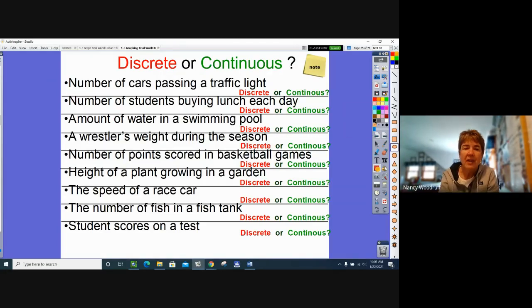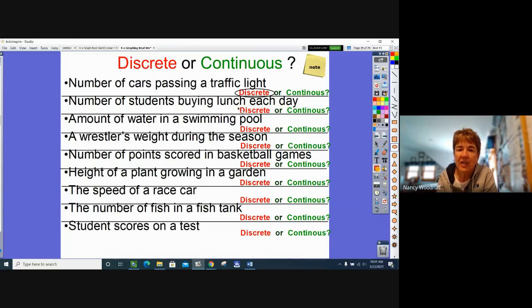The first one, number of cars passing a traffic light. Is that discrete data or is that continuous? Make your guess. And did you say discrete? Now, why is it discrete? Because it jumps. It goes 1 car, 2 cars, 3 cars, 4 cars. It doesn't go through all the numbers from 1 to 2 as you go from 1 car to 2 cars. So it jumps. Right. How about the number of students buying lunch each day?